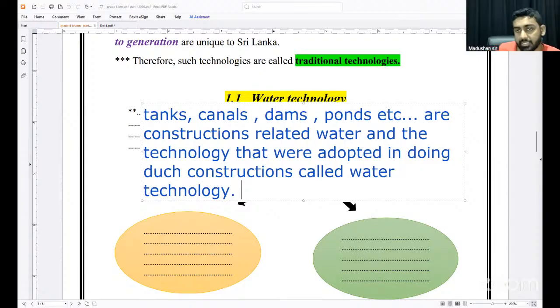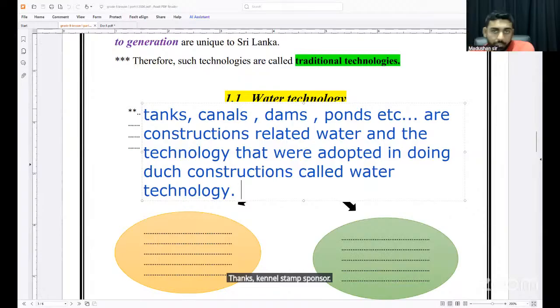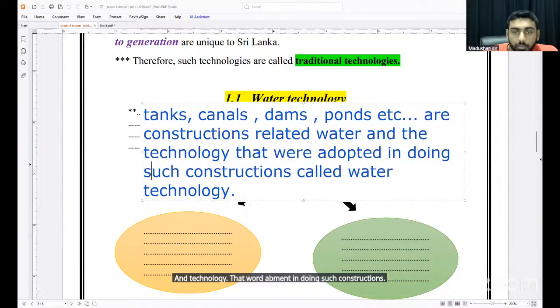Tanks, canals, dams, ponds are constructions related to water and technology that were adapted in doing such constructions called water technology.